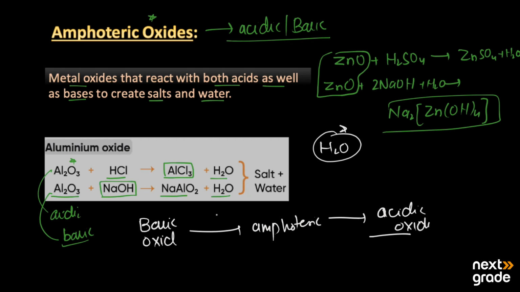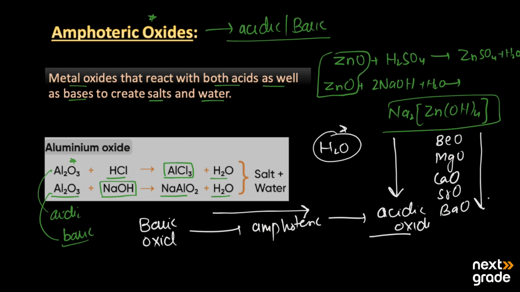So this was a simple trend from left to right in the periodic table, but when we move from top to bottom, for example in group 2A, we have beryllium oxide, magnesium oxide, calcium oxide and strontium oxide along with barium oxide. When we move from top to bottom, their basic character increases because their metallic character also increases. So this was a simple trend in the periodic table about amphoteric oxides, acidic and basic oxides. All this just depends upon the nature of the substances that are bonded with oxygen.